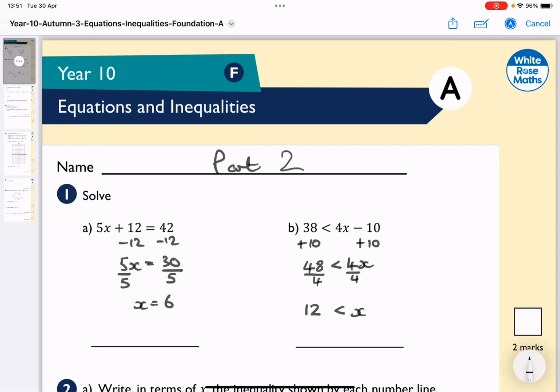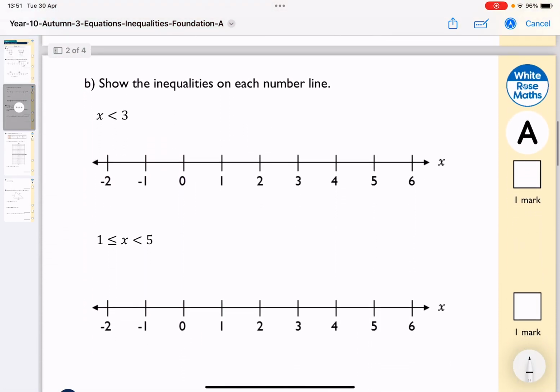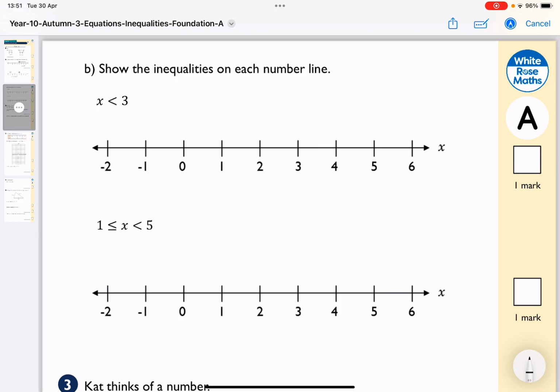Okay, Year 10, Equations and Inequalities, Foundation Part 2. Let's go down to these inequalities on the number line. And from yesterday, I can see x is on the number line. That's something to look for.